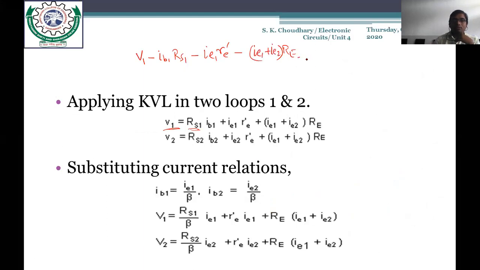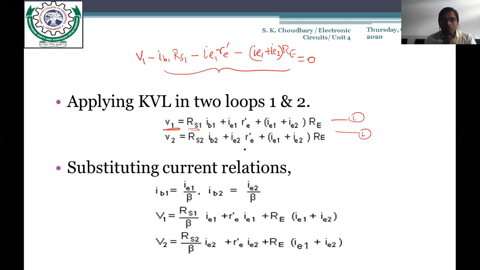It is equal to 0, and when we bring these terms to the right hand side, V1 is equal to IB1 RS1 plus IE1 RE dash plus IE1 plus IE2 into RE. This is the first equation for V1, then the second for V2, a similar equation, because both are in the same loop, only the two different ends.